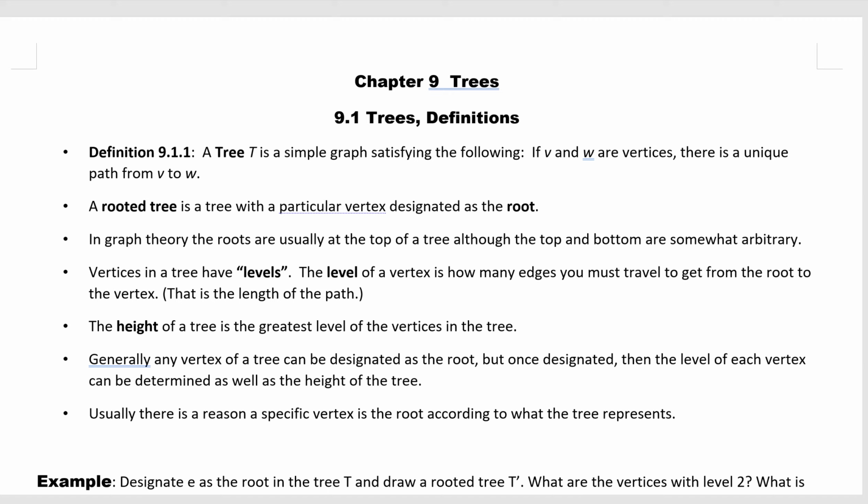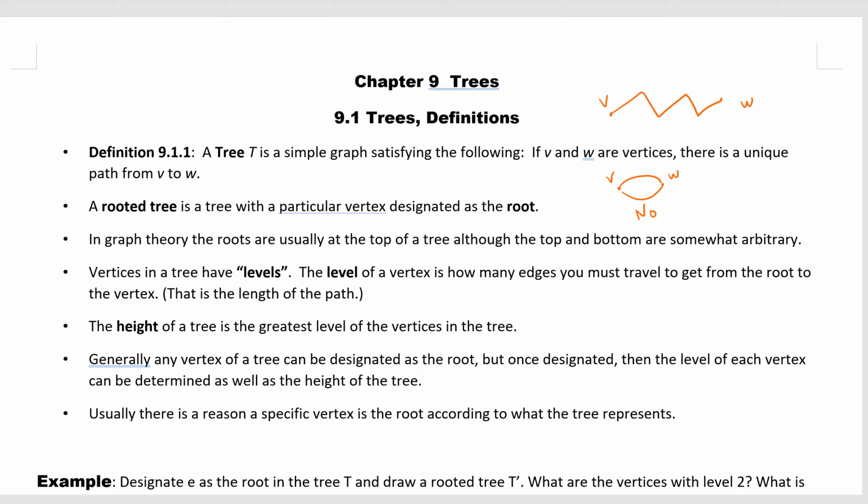So a tree T is a simple graph satisfying the following. If V and W are vertices, there is a unique path from V to W. Okay, so what does that mean? If we have a V and W, there is a unique path joining them, which means we don't allow to have this case.